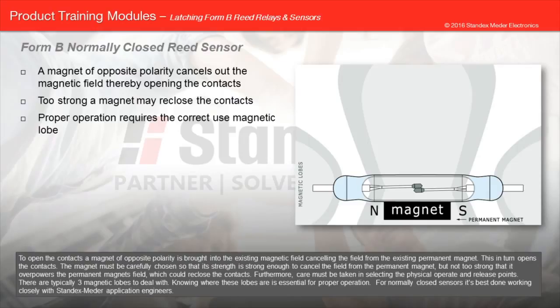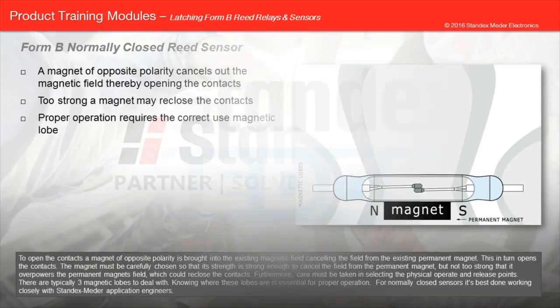The magnet must be carefully chosen so that its strength is strong enough to cancel the field from the permanent magnet, but not too strong that it overpowers the permanent magnet's field, which could reclose the contacts. Furthermore, care must be taken in selecting the physical operate and release points. There are typically 3 magnetic lobes to deal with. Knowing where these lobes are is essential for proper operation. For normally closed sensors, it's best done working closely with Standex Meder application engineers.